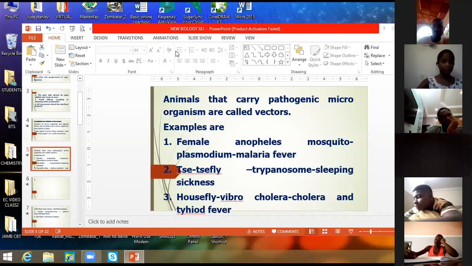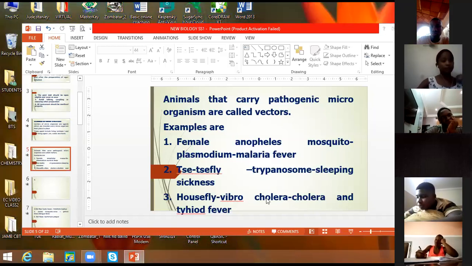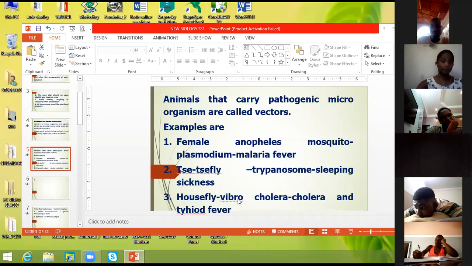Then the third is housefly. Housefly is the vector. Then what is the causative organism or parasite? It is Vibrio cholerae. The disease caused by the housefly and that causative organism, Vibrio cholerae, is cholera and typhoid fever. Cholera and typhoid fever.